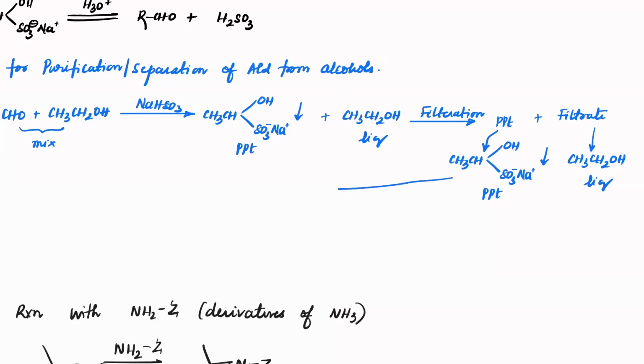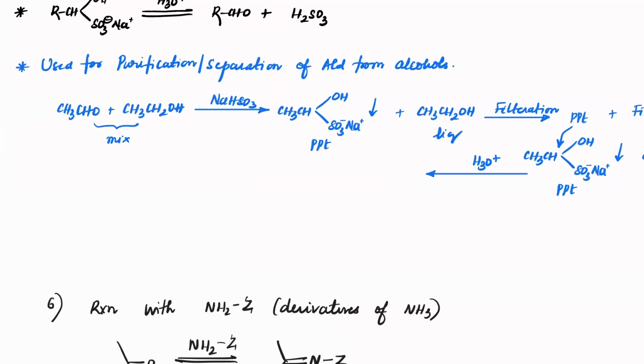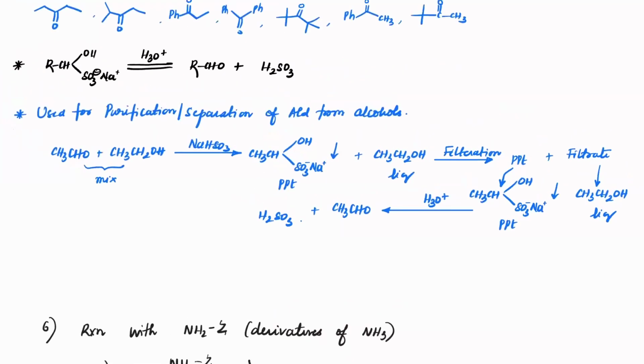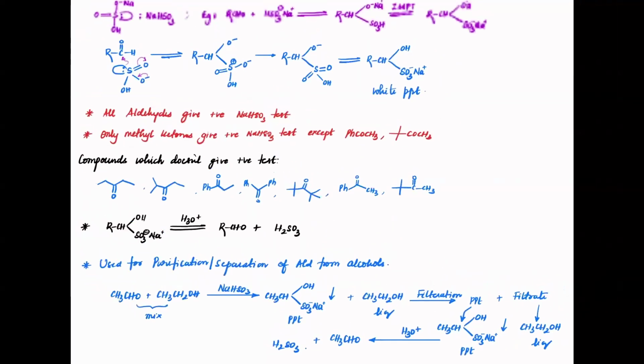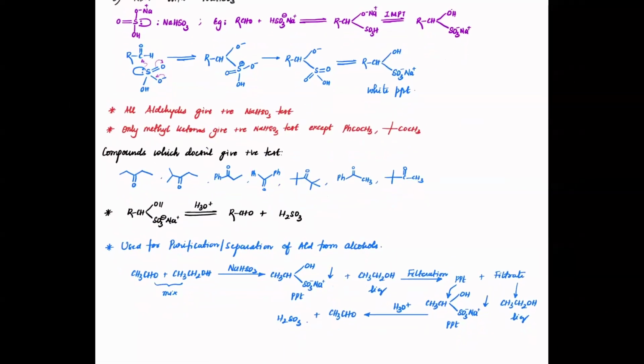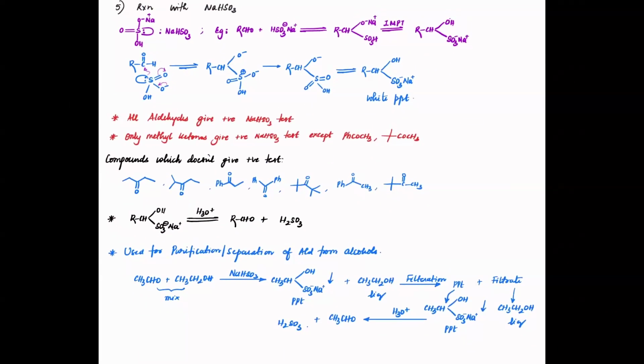And now, after separation, what can you do? You can simply do acidic hydrolysis. On acidic hydrolysis, even this precipitate will get dissolved and convert back to the aldehyde, plus H2SO3. So that's how we can separate these two. Clear? So quickly go through the entire reaction set of sodium bisulfite. I'll give you a minute's time. Please check.